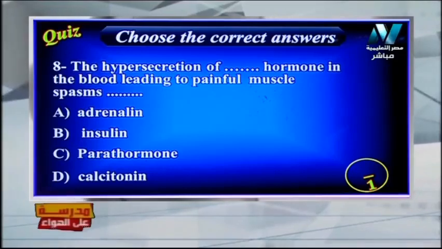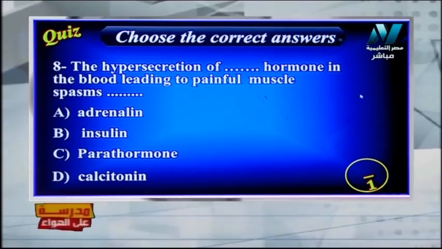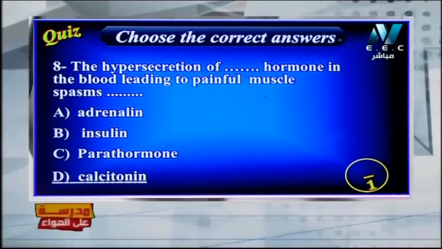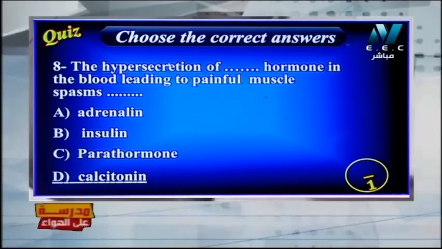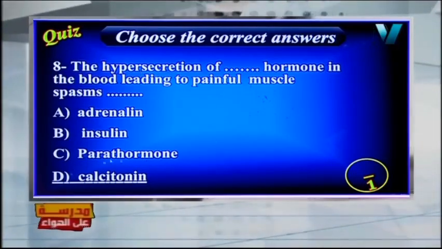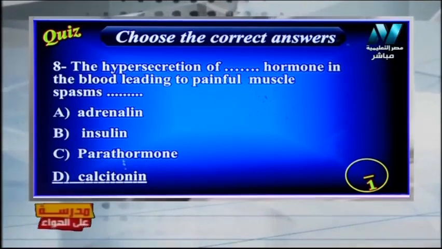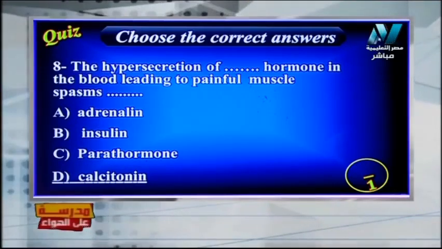طبعا لو حضرتك استعجلت هتقول لي باراثورمون، لكن الاجابه كالسيتونين لانه احنا بنقول هايبر سكريشن مش هايبو سكريشن، وحضرتك عارف ان الباراثورمون antagonize the action of calcitonin hormone.